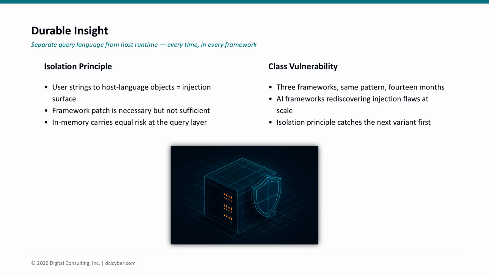On the right, the class perspective. This is not an isolated bug. It's a class vulnerability. 3 major frameworks shipped variants in 14 months. AI agent framework developers are rediscovering the injection vulnerability class that web developers resolved through parameterization and sandboxing a generation ago. The teams that internalize the isolation principle, that every interface accepting caller-supplied strings and resolving them via language-native attribute access is an injection surface, will catch the next variant before it ships.